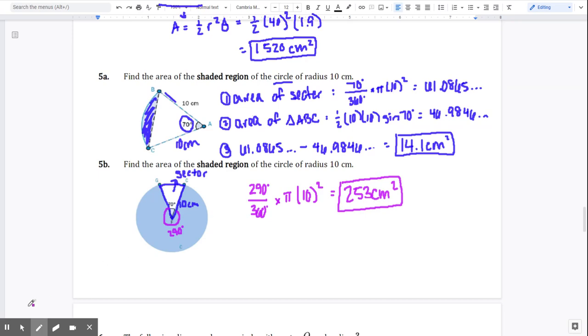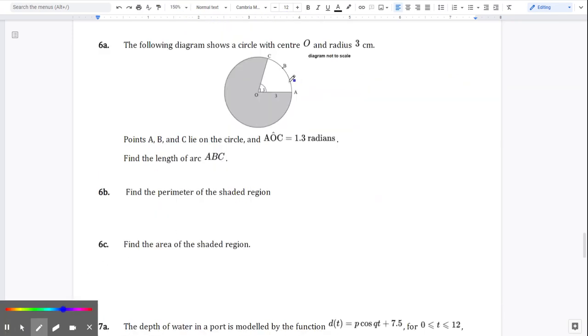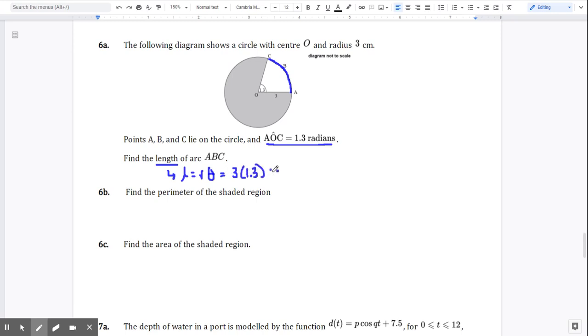Number 6, we have this circle with center O and radius 3. And once again, they're telling us that that angle is measured in radians. For part A, we're asked to find the length of the arc ABC. So finding this length. Again, I'm in radians, so my formula is just the radius times that central angle. So 3 times 1.3 to get me 3.9.